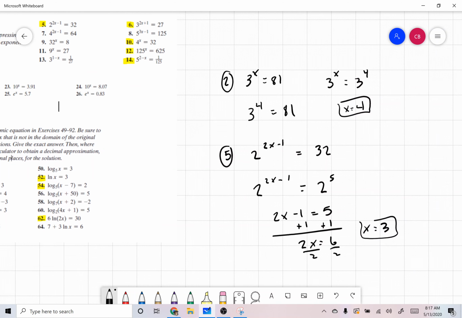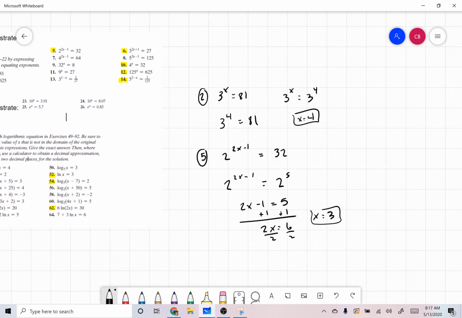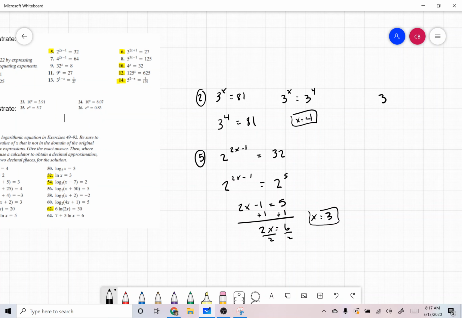Okay, so pretty simple. Just takes a little bit of practice and getting used to. We have 3 to the 2x plus 1 is equal to 27. That means 3 to the 2x plus 1 is equal to 3 to the 3rd. 2x plus 1 is equal to 3, and then x is equal to 1.